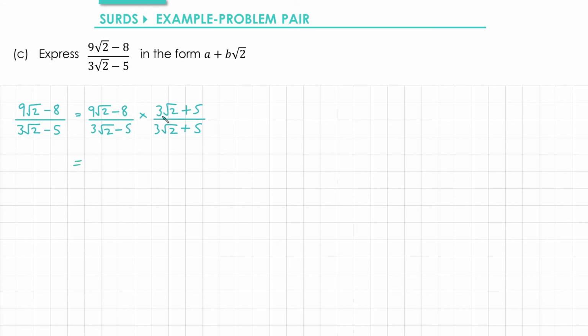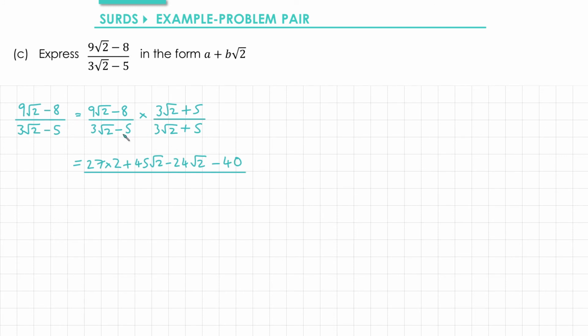We've got 9 root 2 times 3 root 2. 9 times 3 is 27. Root 2 times root 2 is 2. We've got 9 root 2 times 5. That gives us plus 45 root 2. We've got minus 8 times 3 root 2. That's minus 24 root 2. And we've got minus 8 times 5, which is minus 40.